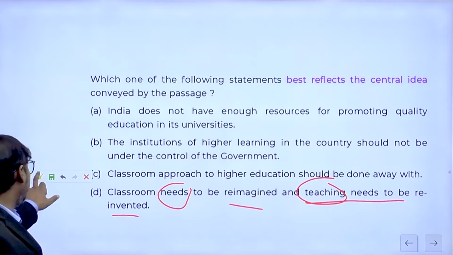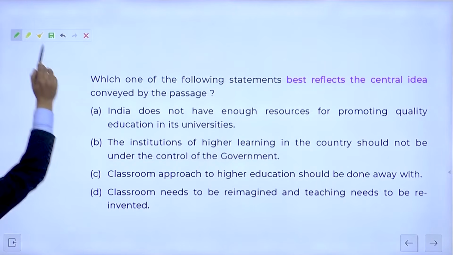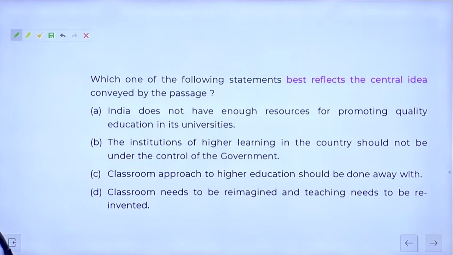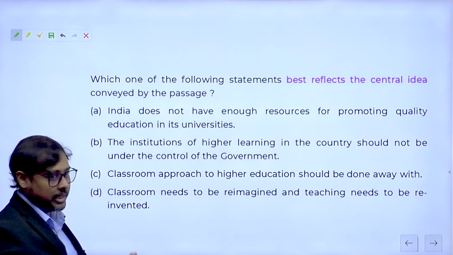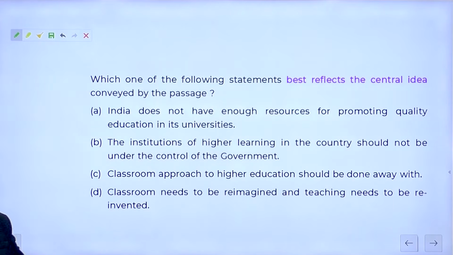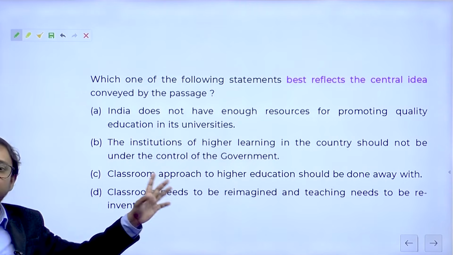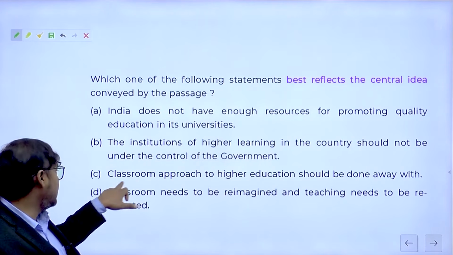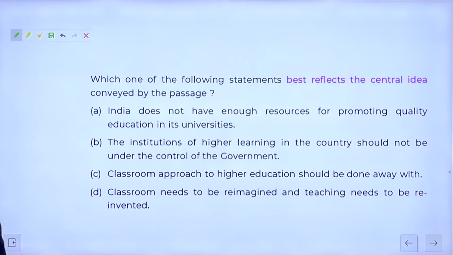Now this is what your actual learning is, and which we don't do, and hence we will get all the questions correct. It's not only to come to the right answer. Why are ABC incorrect? If you understand why ABC is incorrect, we'll be careful in eliminating these kinds of options in crux-based questions and main idea questions, central idea questions. Now you tell me, why is option C incorrect? Classroom approach to higher education should be done away with.